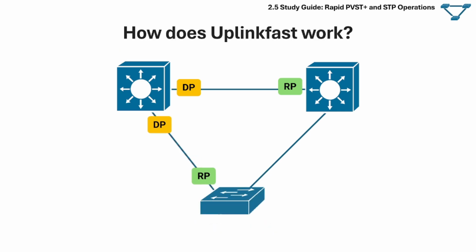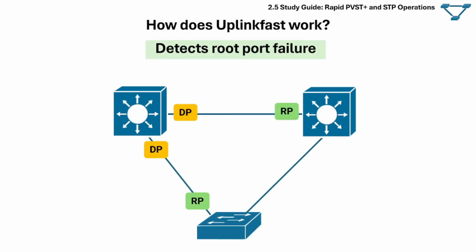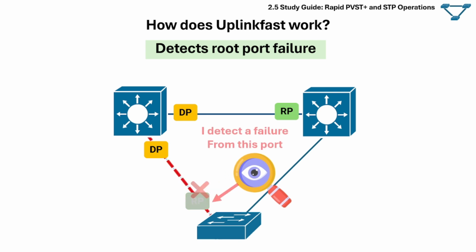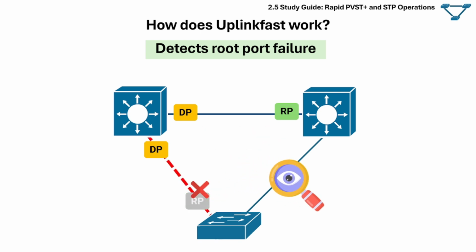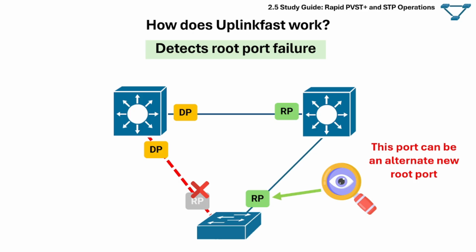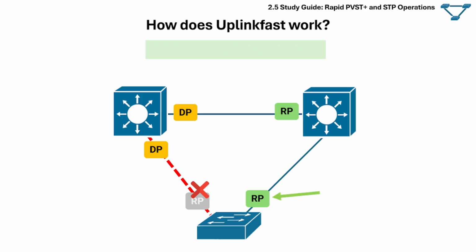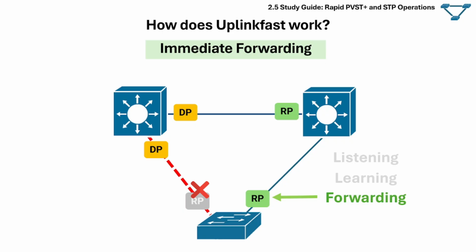How does UplinkFast work? First, it detects the root port failure. UplinkFast monitors the root port. When it detects a failure, it identifies the next best non-designated port as a potential new root port. Next is immediate forwarding. Instead of waiting through the listening and learning states, the selected alternate port transitions directly into the forwarding state.